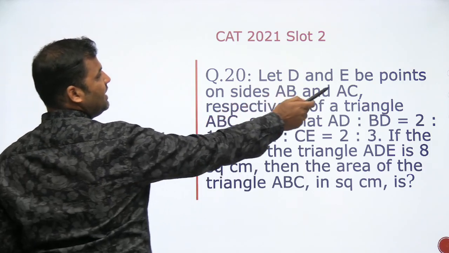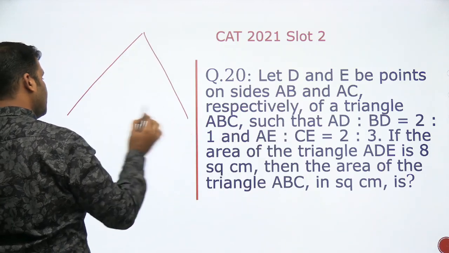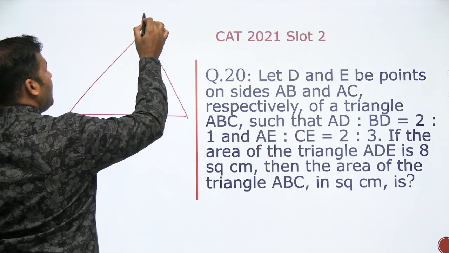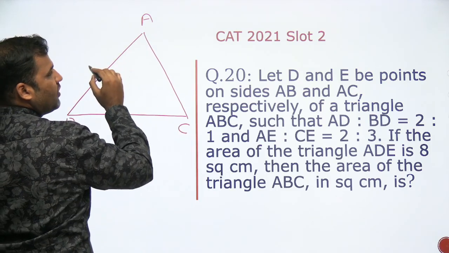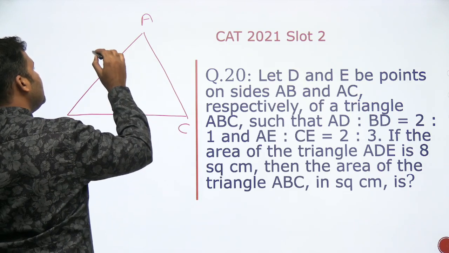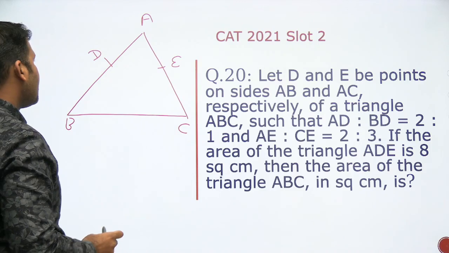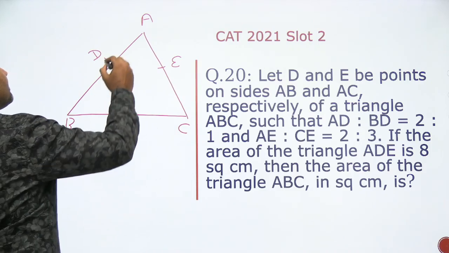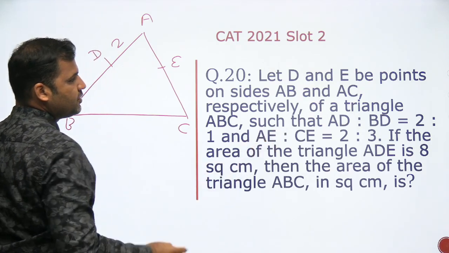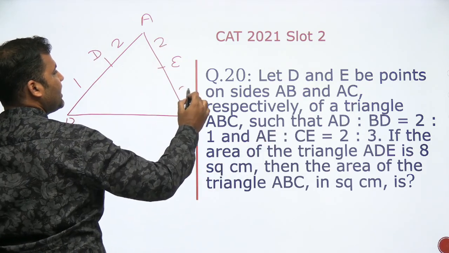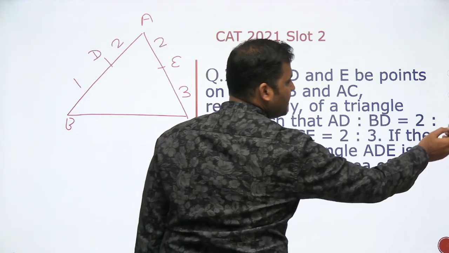Let D and E be the points on side AB and AC. A, B and C. D and E are the points on side AB and AC. D is a point here, let's say E is a point here, right? Such that AD ratio BD is 2 ratio 1. That means if this side is 2, then this side is 1. AE ratio EC is 2 ratio 3. That means if this side is 2, then this side would be 3. If the area of triangle ADE is 8 square centimeters.